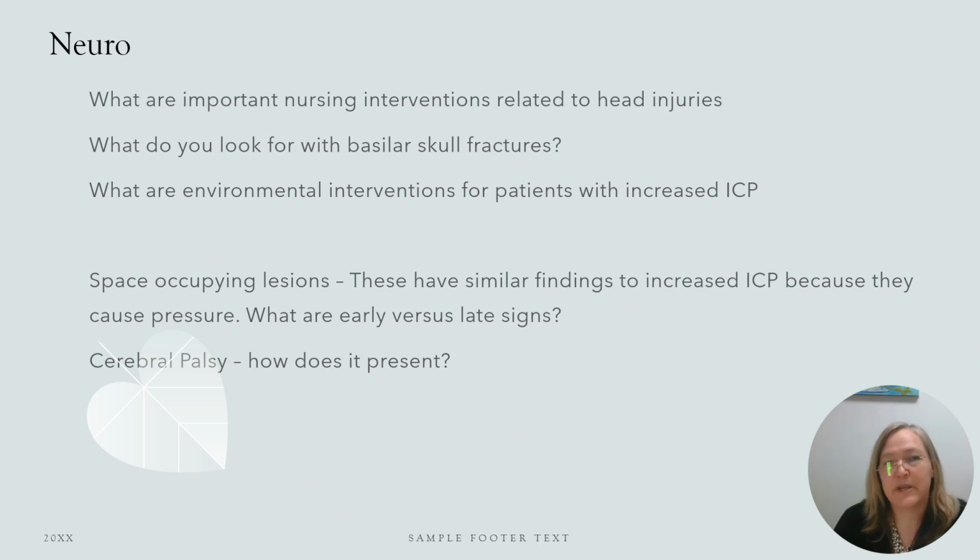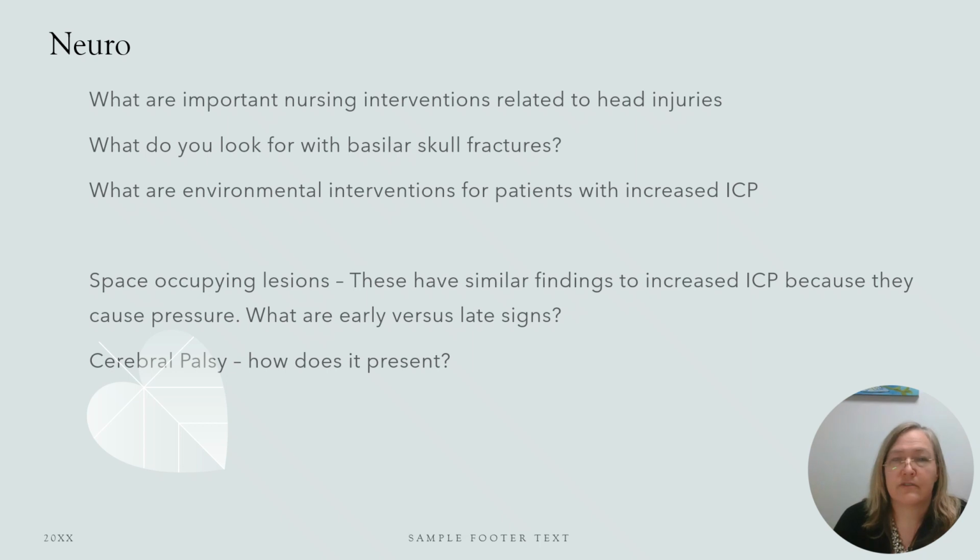We also have space-occupying lesions which can cause intracranial pressure. And so by that, we usually mean cancer, but sometimes you can have benign things too. But cancer takes up space, so as it grows, it causes more and more intracranial pressure. So what are the early signs and late signs of that?